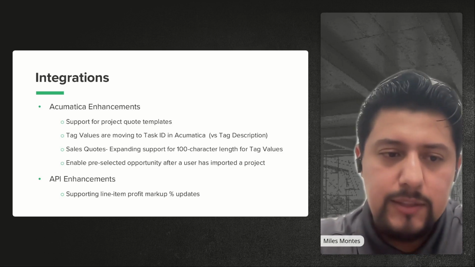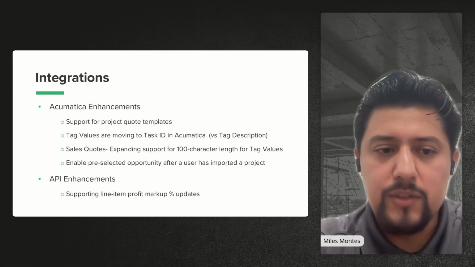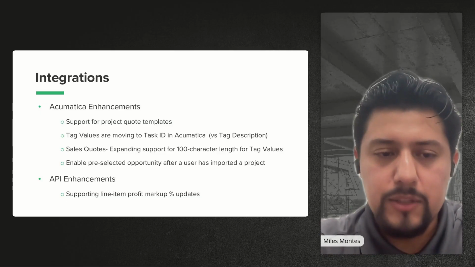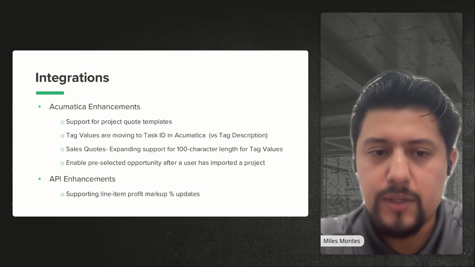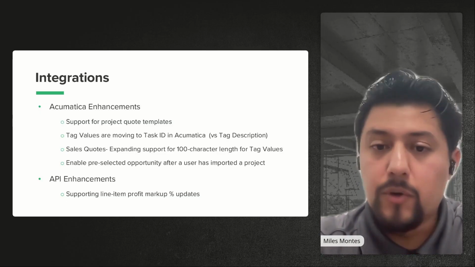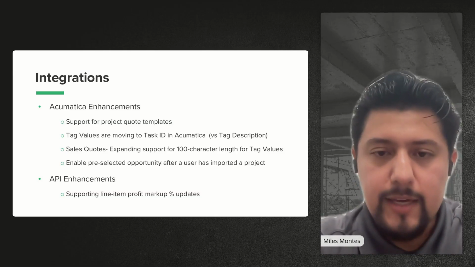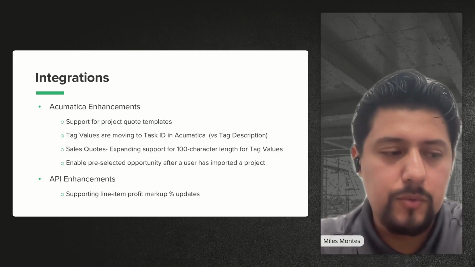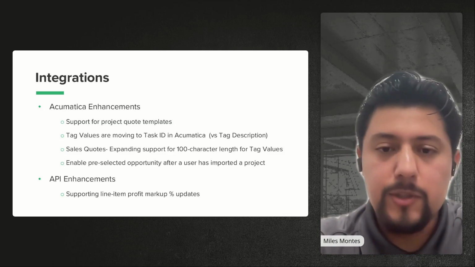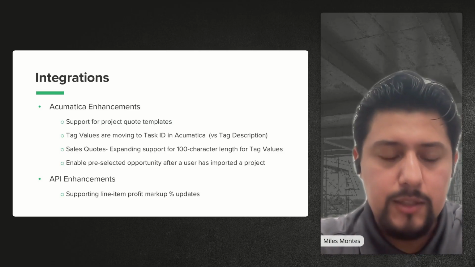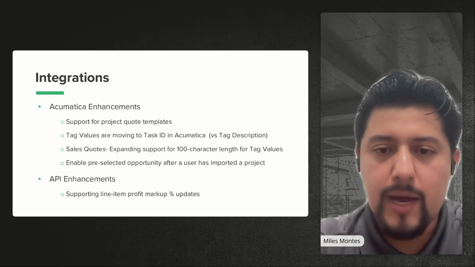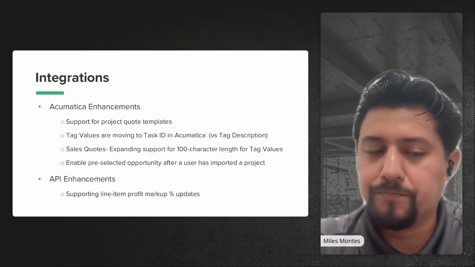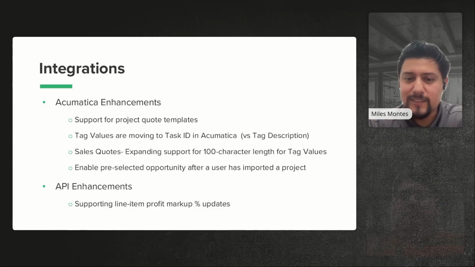And then last but not least, you heard from David as well that they are now going to be supporting line item profit markup percentages. And so we will also bring that into the API so that, in the event that you have a workflow that you want to support around that profit markup percentage outside of Stack, the API will be available for you. So with that said, that's it for integrations.